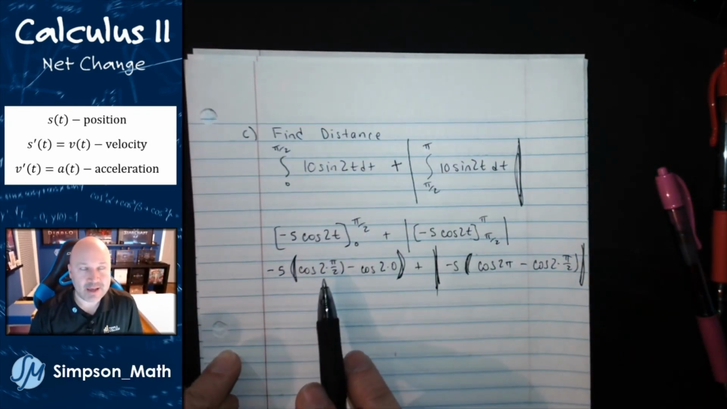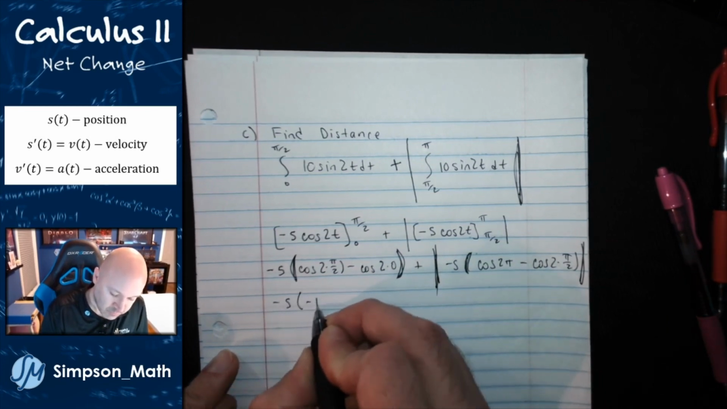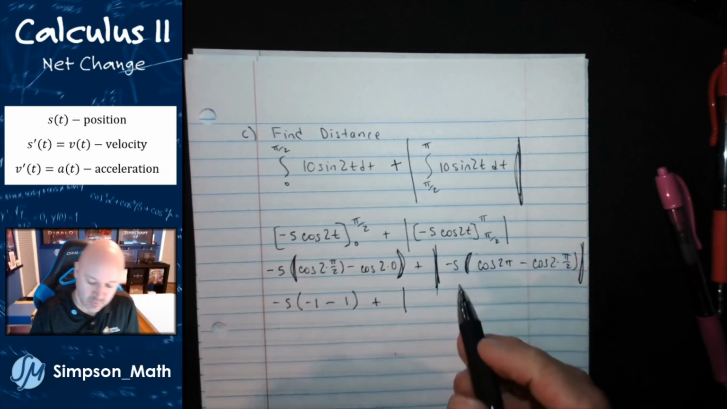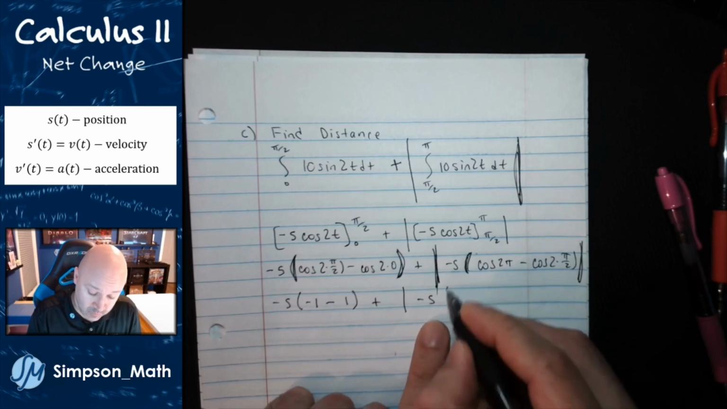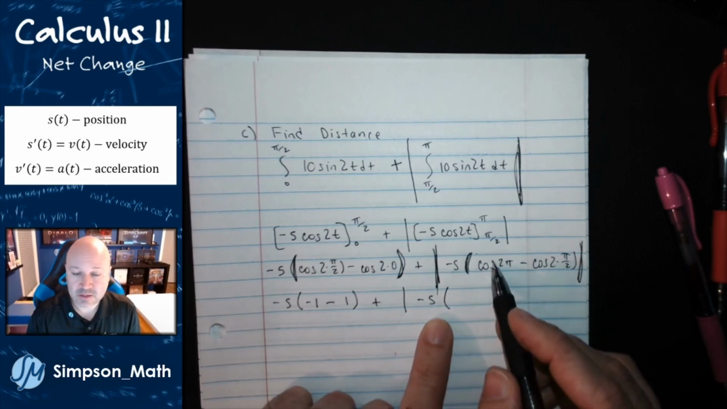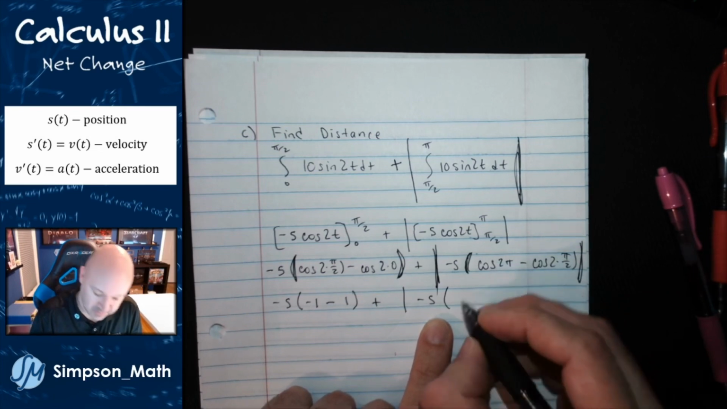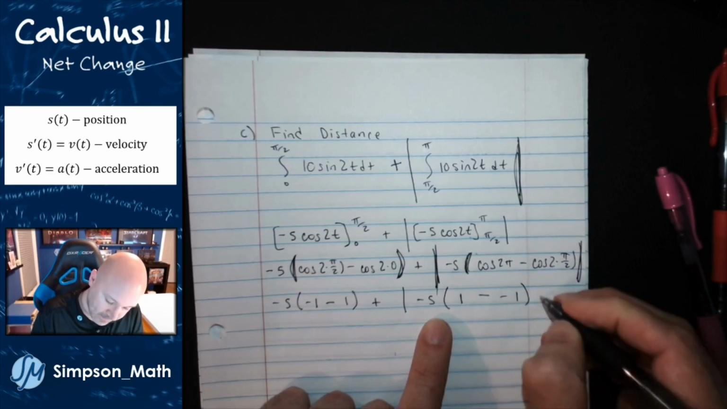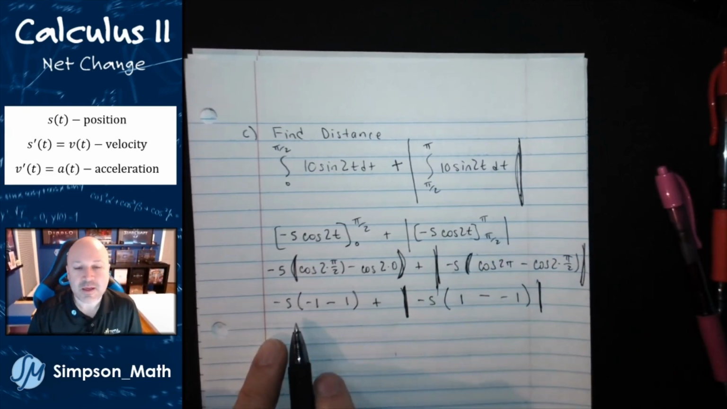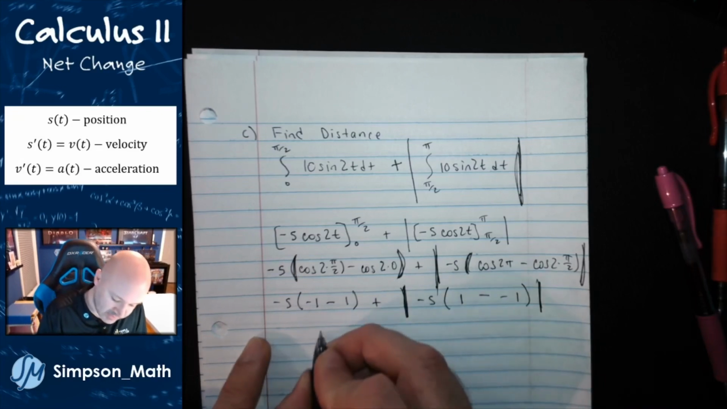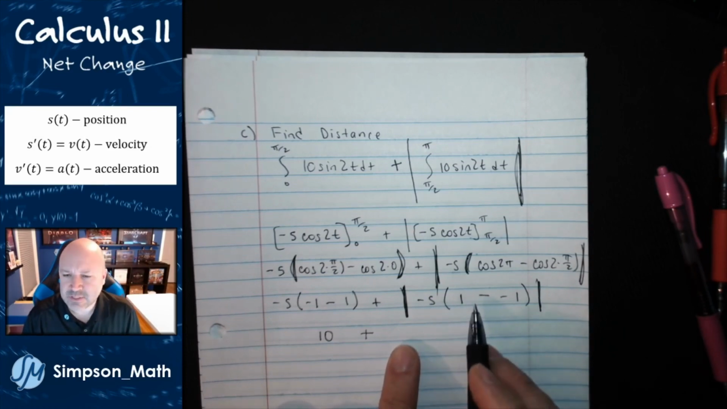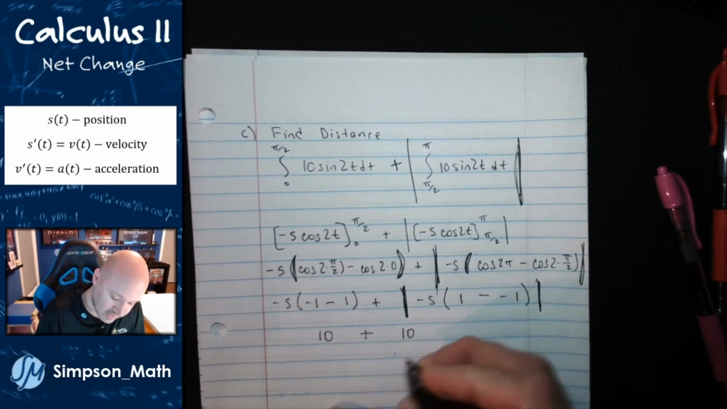Okay, well, cosine pi is -1. Cosine 0 is 1. Cosine 2 pi is, no, sorry, positive 1. And cosine pi is negative 1. Clean this up. Negative 5 times negative 2 is positive 10. And negative 5 times 2 is negative 10, but I'm going to absolute value it, get 10, and get 20.